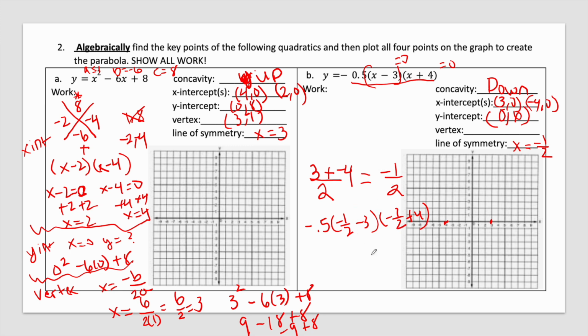again, right here, I would say this would be enough work to give you the full credit for the vertex. So if you already had the vertex from your graph, I think it was negative 0.5 and then like 6.125, just showing this line right here would get you that full credit for the vertex. Okay, so a little bit different. I would say A is a lot harder because it's not in factored form and factoring is difficult.